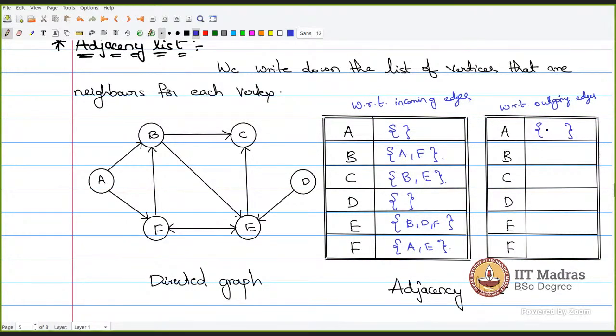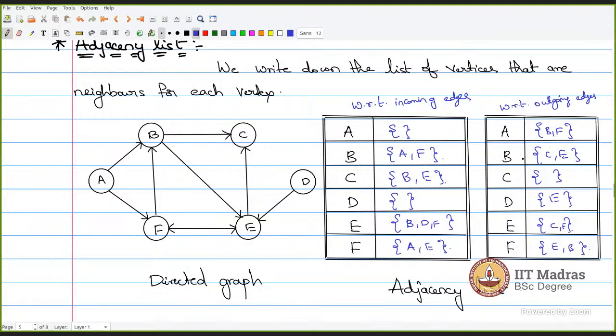So what is this? From B, there is an edge to C and E. So C and E are neighbors of B. Similarly, for C, it's an empty set. For D, it's E. For E, it's C. For F, it is E and B.